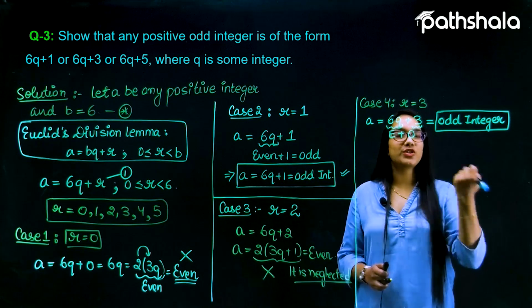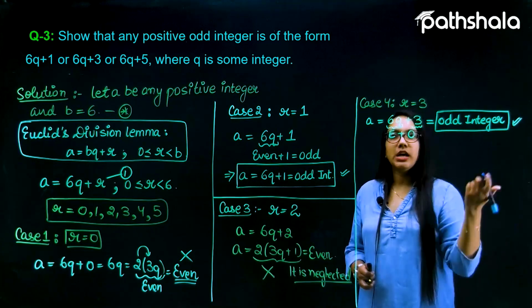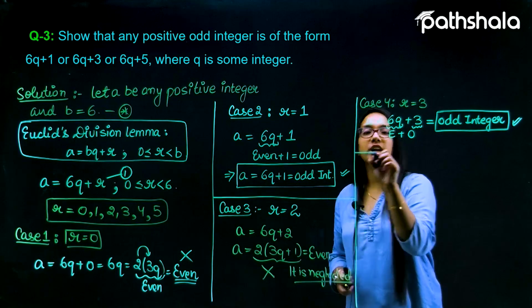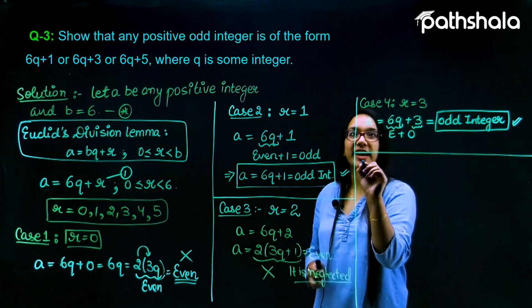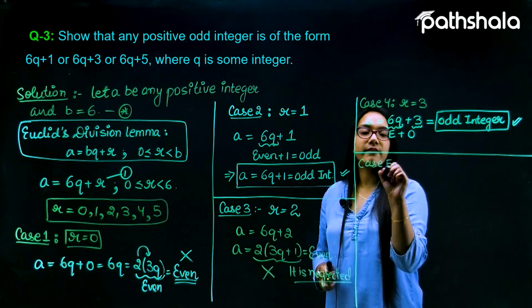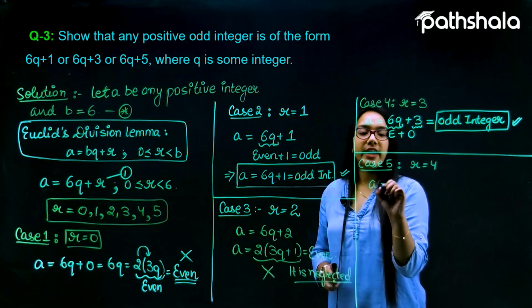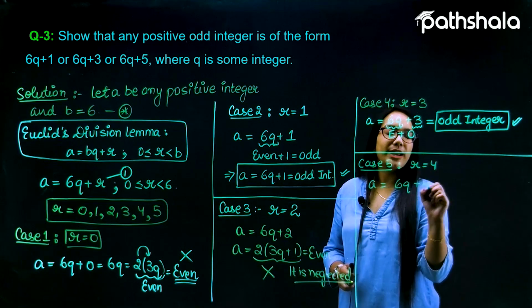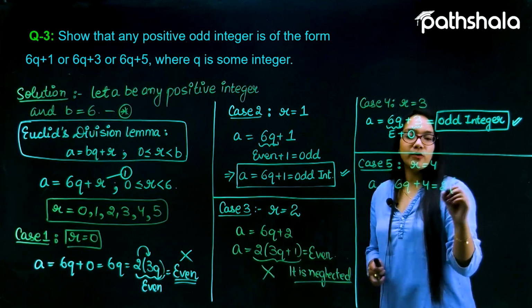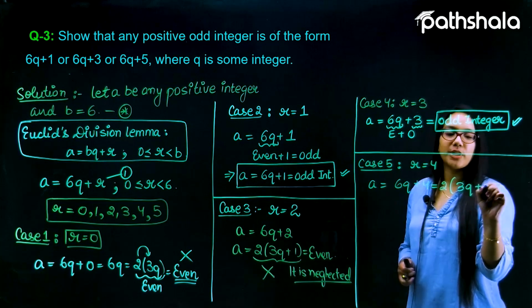Either it is of the form 6q plus 3. So this is our second case. Let's move on further toward the next case, and the next case is case number 5, in which the remainder r is nothing but 4. Substitute r is equal to 4. A will be of the type 6q plus 4. We can take the 2 as common over here. So it will be of the form 3q plus 2.